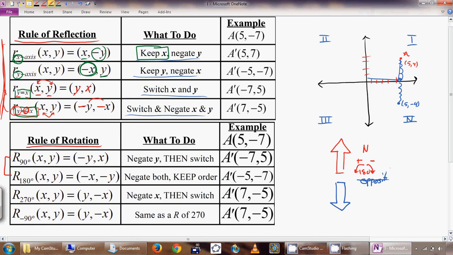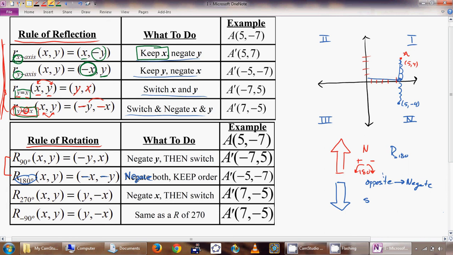If you were facing north, now you're facing south. And in math, opposite means negate. So the conceptual understanding of a 180 rotation is that you just negate. That's how I remember it. A rotation of 180 is the same as a negative, because it doesn't matter which way you turn, you're still going to be facing the opposite direction.